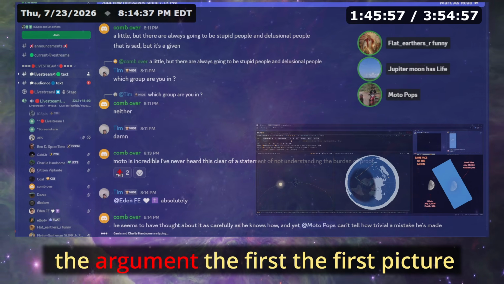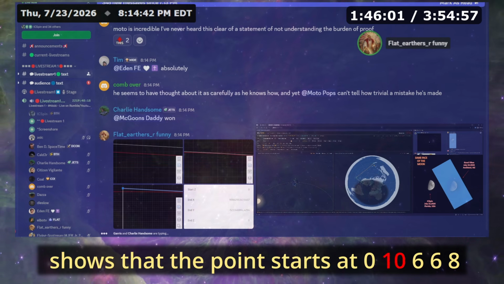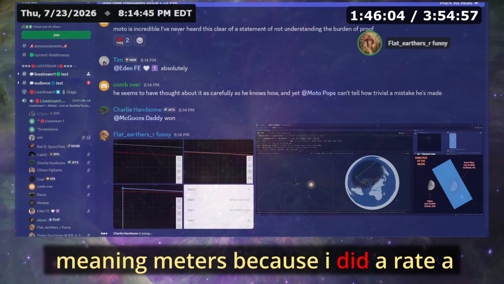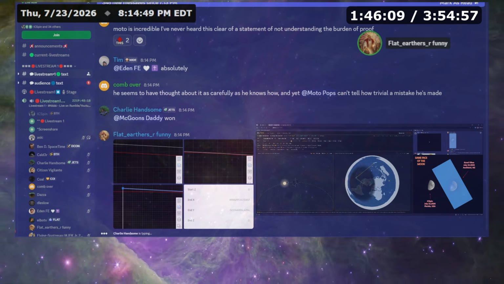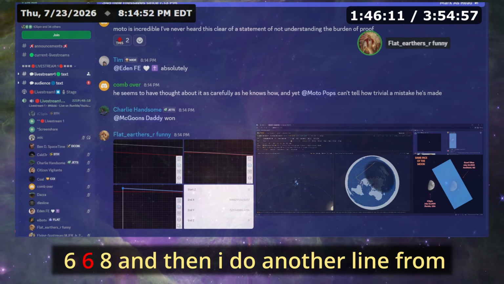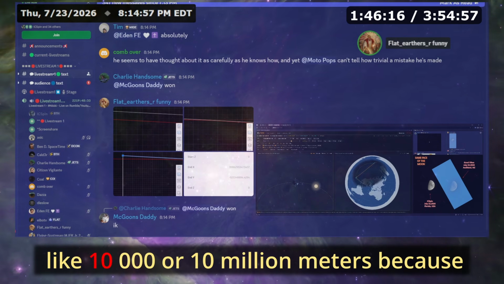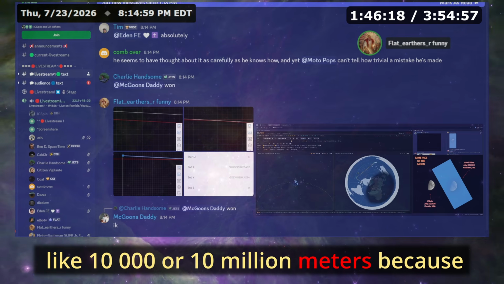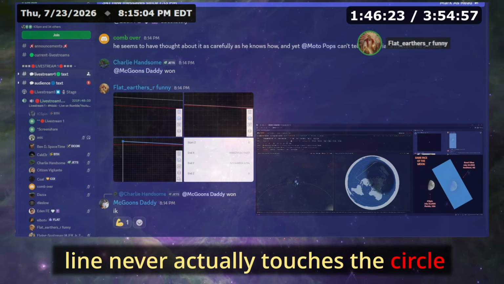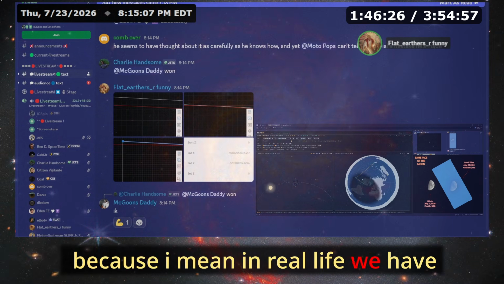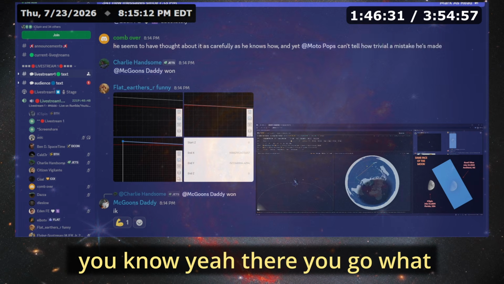I think he made the argument the best. The first picture shows that the point starts at 0.10668, meaning meters, because I did a circle with a radius of 6371000 because it's in meters, and then I did 10.6668, and then I do another line from that. I did 3 degrees, and I just did like 10 million meters because I didn't really care how far it went. That line never actually touches the circle because, in real life, we have refraction, which lifts things up a little bit.